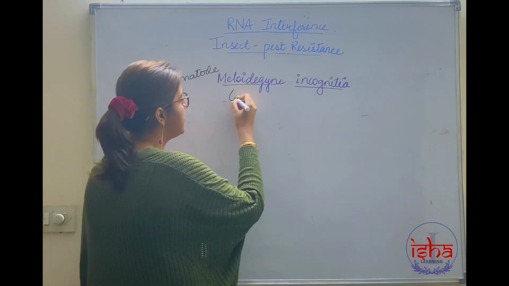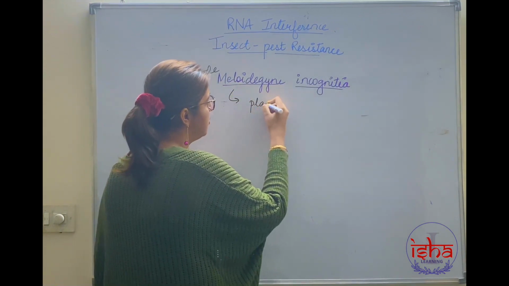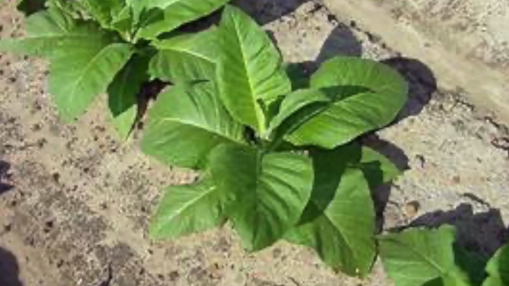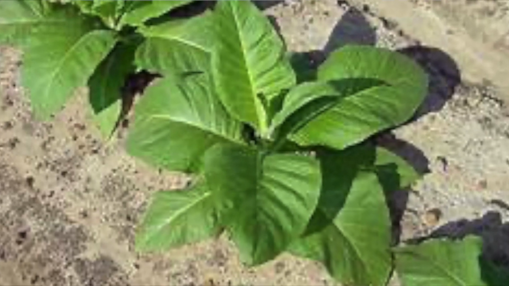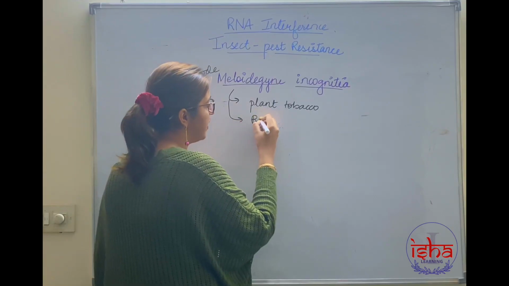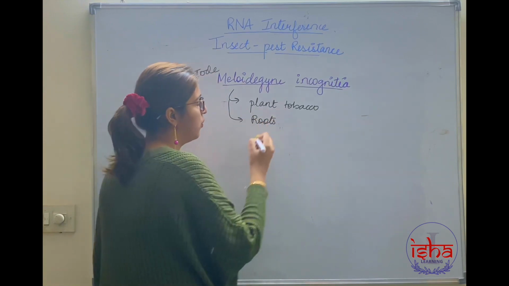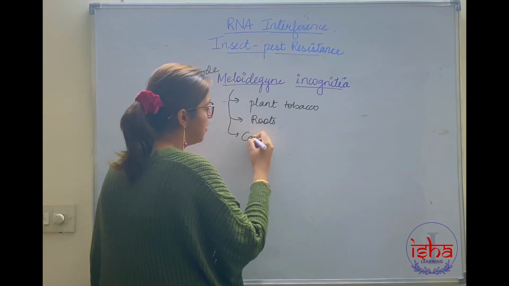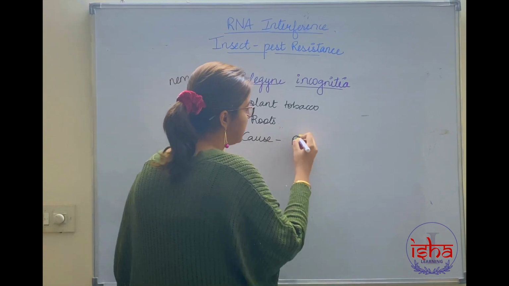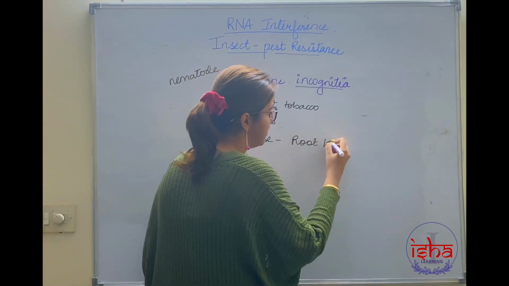Okay, which plant is it affecting? It affects the tobacco plant. Which part of the tobacco plant? It affects the roots of the tobacco plant. Okay, what does it cause? Well, it causes a disease known as the root knot disease.